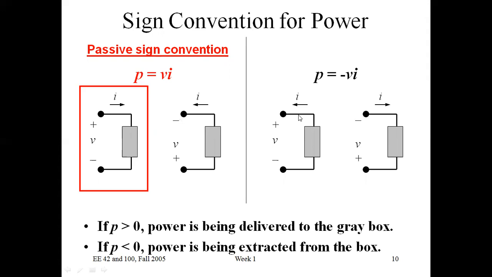With the conventional direction, the corresponding power in this circuit is P equals V times I, and positive power will be there. Here the current is flowing in this direction, positive towards negative, so the power is negative here. If P is greater than 0, power is being delivered to the gray box. If P is less than 0, then power is being taken or extracted from the box. Here in this case, power is extracted from this box, while in this case, power is delivered to the box.